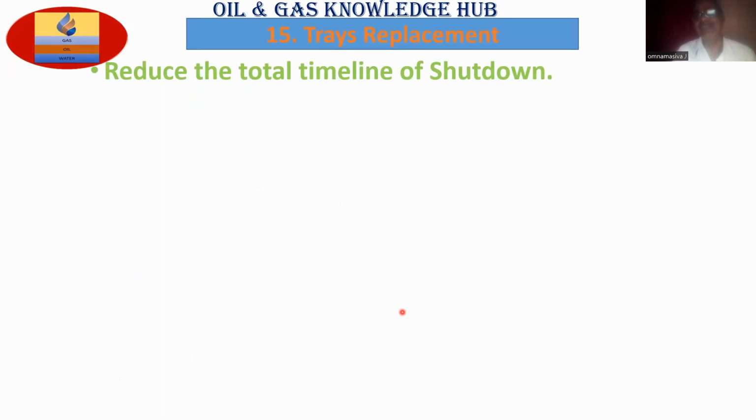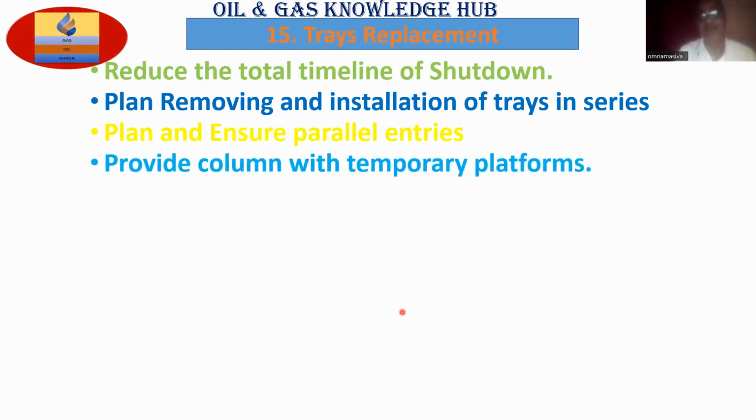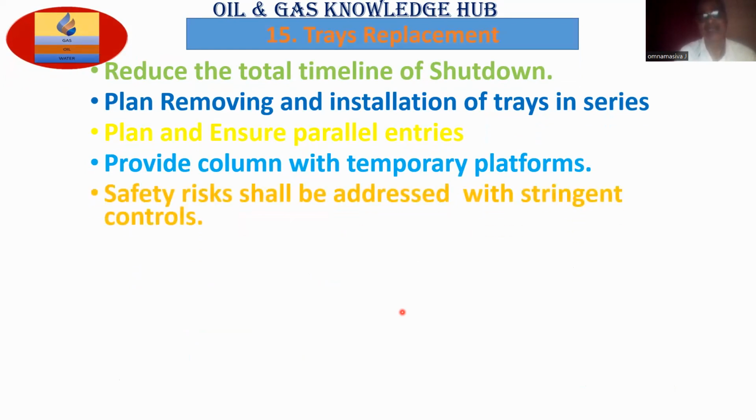Reduce the total timeline of the shutdown. Try to reduce the time. Plan removal and installation of trays in series. Plan and ensure parallel entries. Provide the column with temporary platforms. Safety risks shall be addressed with stringent controls.